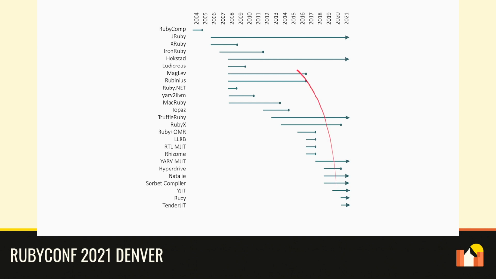Some of these compilers have died out over time, but some of them kept going for a very long time. So JRuby's been going all the way from 2006 to 2021. The JRuby project itself is older than that, but this is when the compiler was starting to be added.